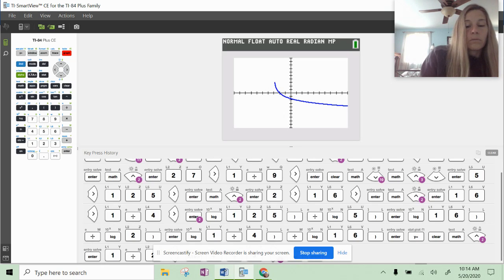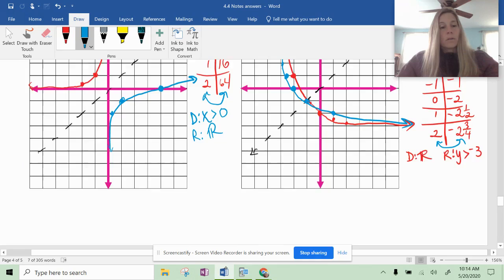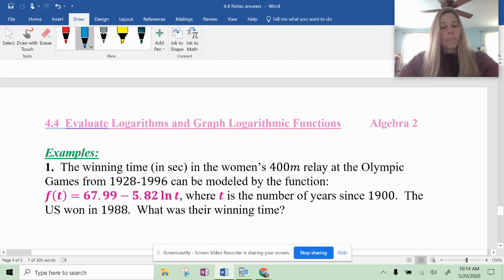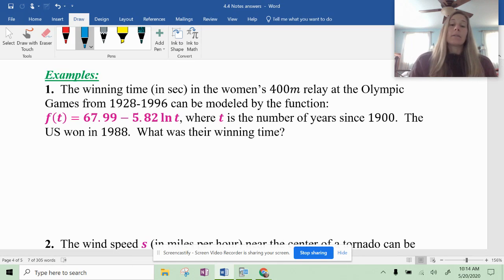So now let's go back to our notes, and we're going to do these couple word problems here. Okay, so the winning time in seconds in the women's 400-meter relay at the Olympic Games from 1928 to 1996 can be modeled by the following function, where T is the number of years since 1900. The US won in 1988. What was their winning time?